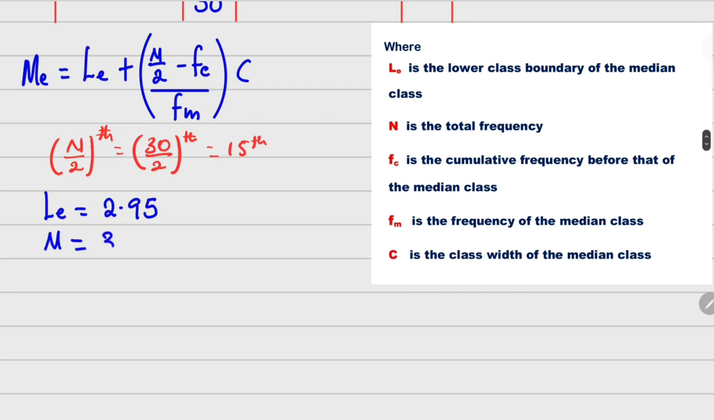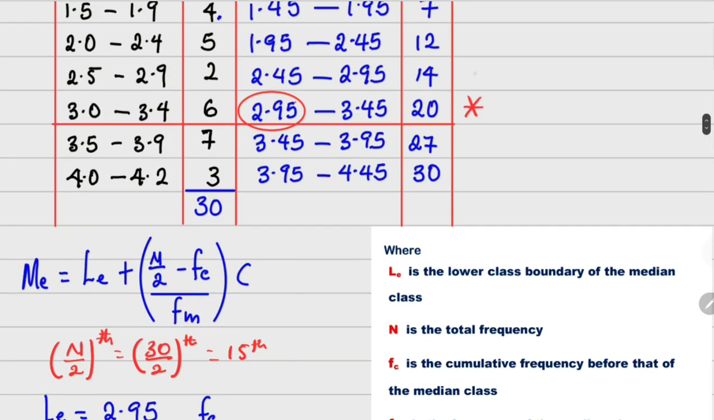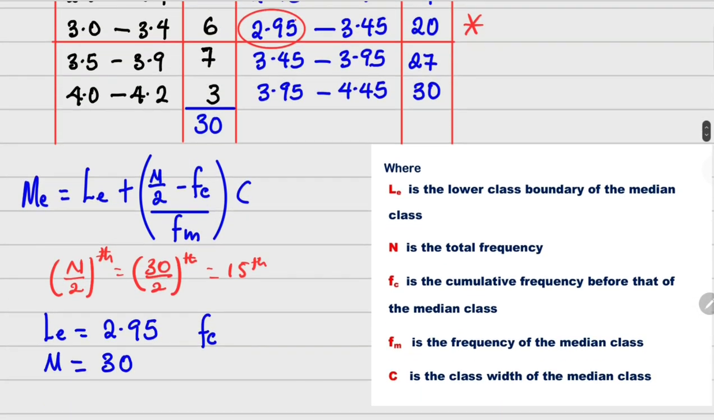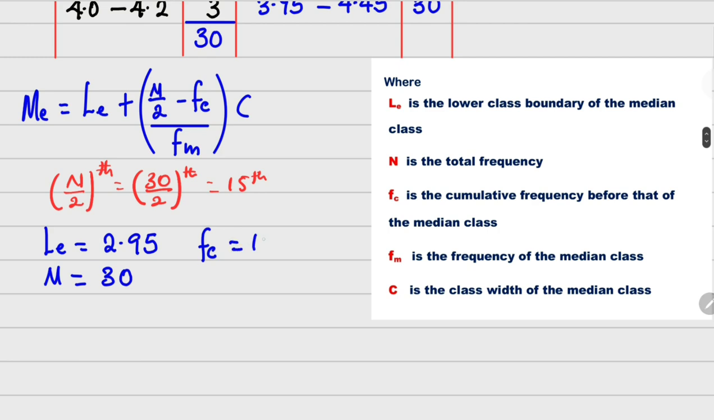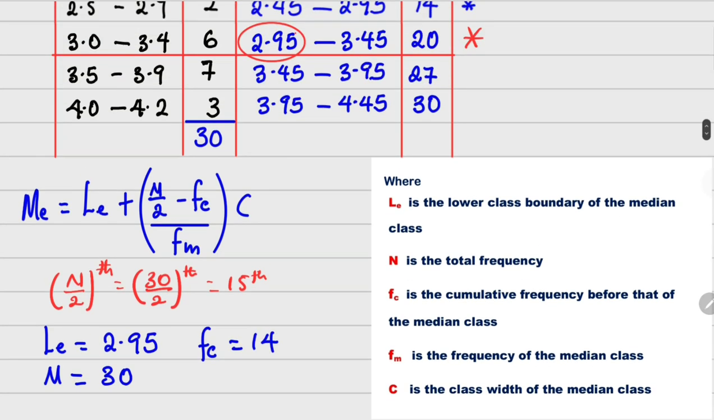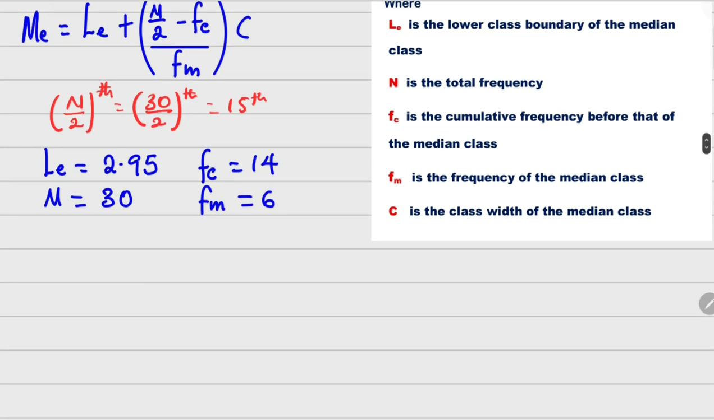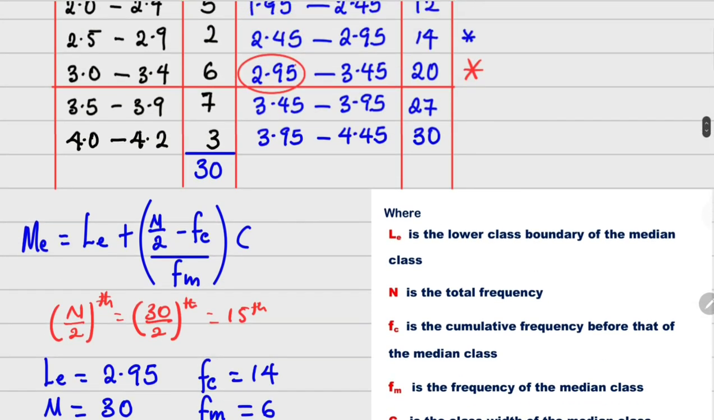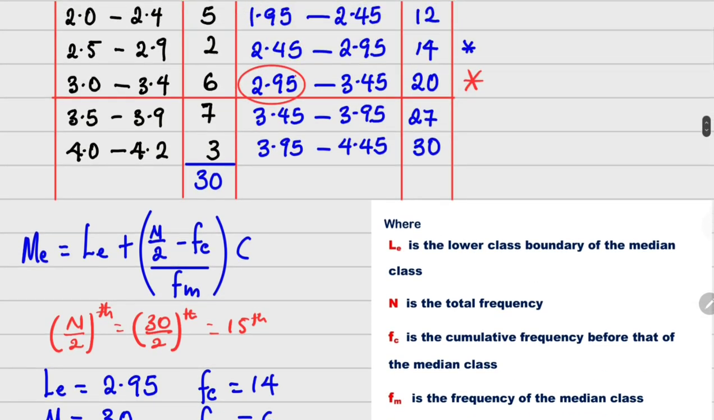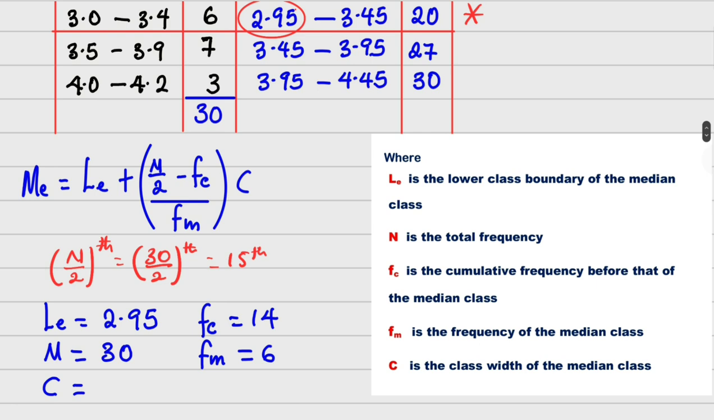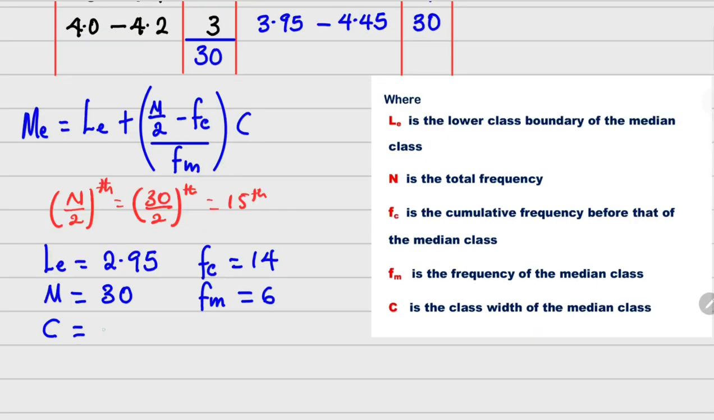Then the next thing is to go for N. Our N is 30. Then we have our FC, the cumulative frequency before that of the median class. If you check it, the answer is 14. The frequency of the median class, if you check, it is 6, so we have FM equals 6. Then, of course, if you look at the class width, which is the difference between the class interval of the median class, 3.45 minus 2.95, you are going to get 0.5.